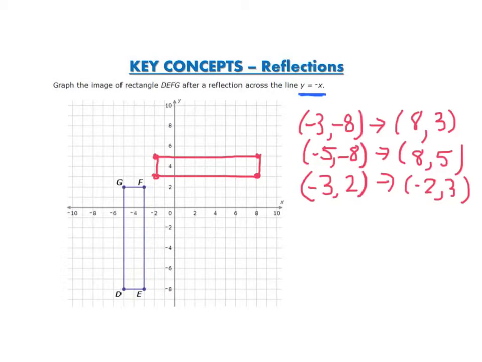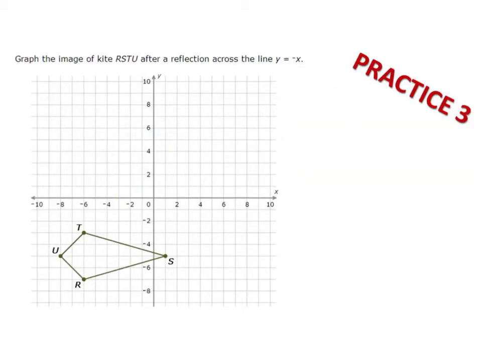So remember, when you have y equals -x, you change the signs of the point and swap the x and y value. Here's your practice 3. You do the same with the image of this kite. Reflect it across the line y equals -x.